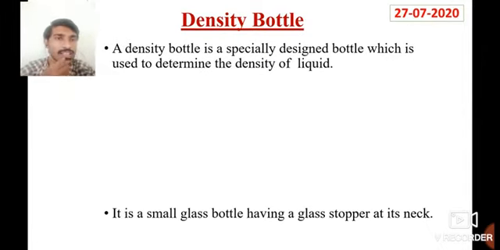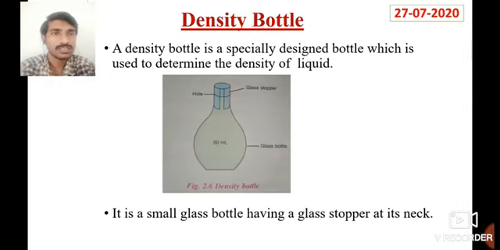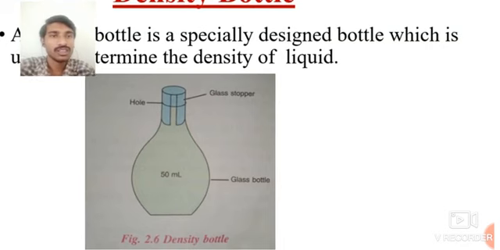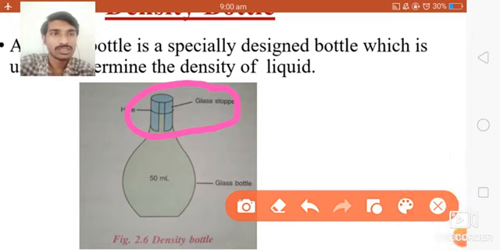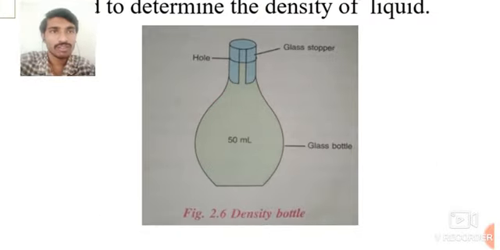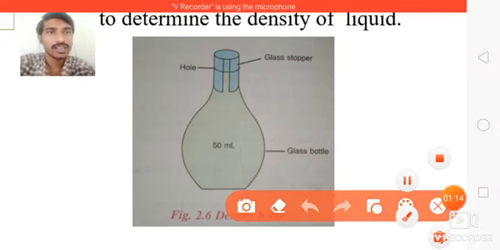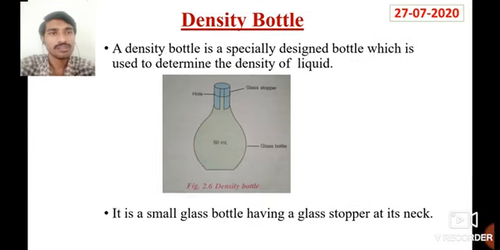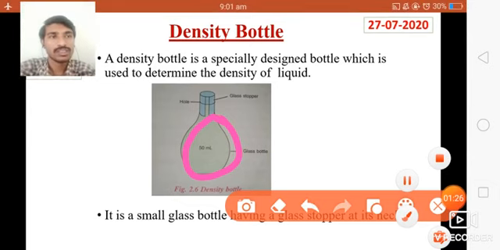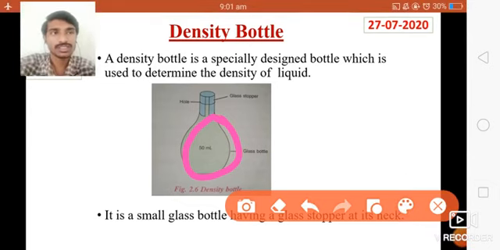It is a small glass bottle which has a glass stopper at its neck. Here you can see a figure of a density bottle. You can see a glass stopper at its neck, and a hole at the neck part. This is a glass bottle of a capacity of 50 ml, which is mentioned clearly in the figure. So a density bottle is a specially designed bottle used to determine the density of a liquid.